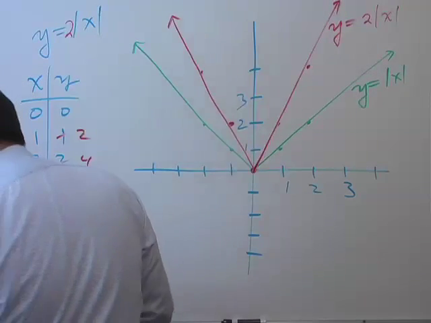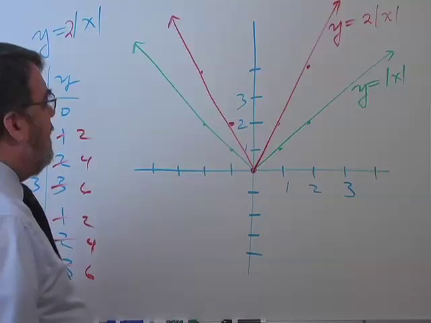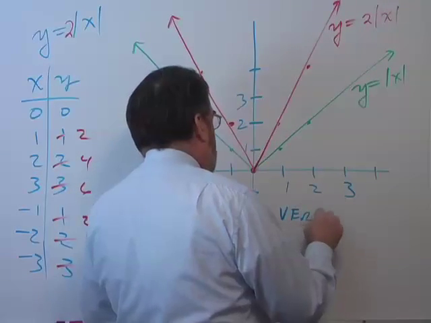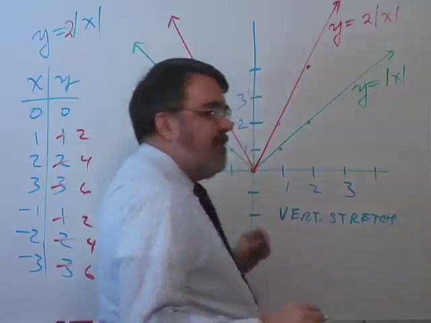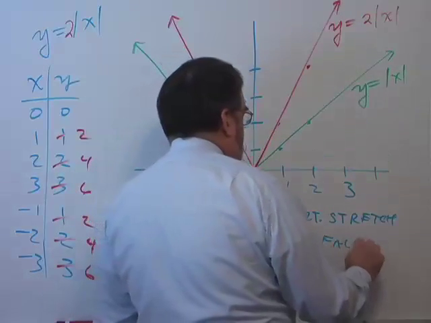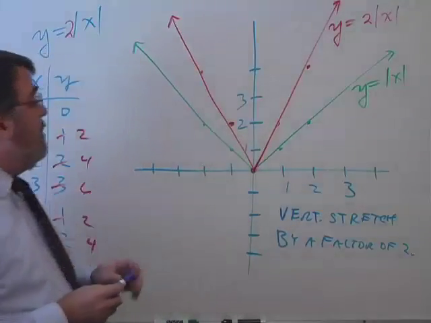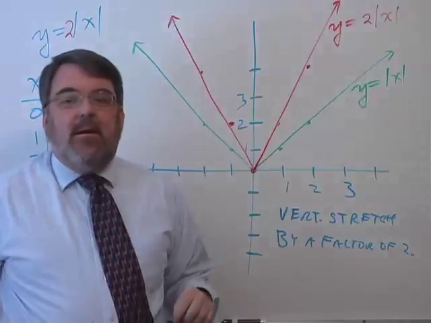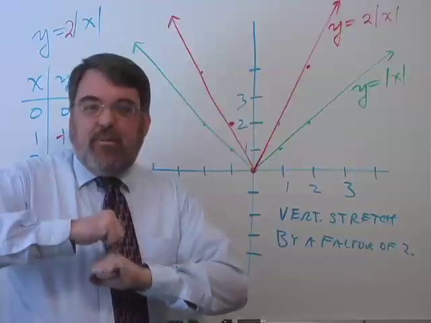So now the vertical stretches are, I think, pretty intuitive. And I would describe this as a vertical stretch, and I do some abbreviation when I do these. A vertical stretch by a factor of 2. All right. So if I multiply by 3 instead, it would be stretched by a factor of 3. What if I multiply by 1/2? Well, it's going to be stretched by a factor of 1/2.